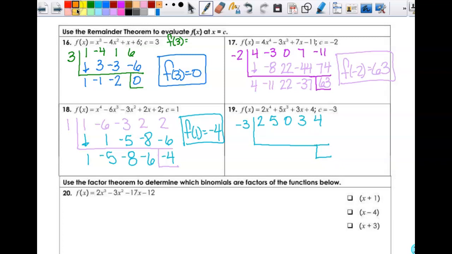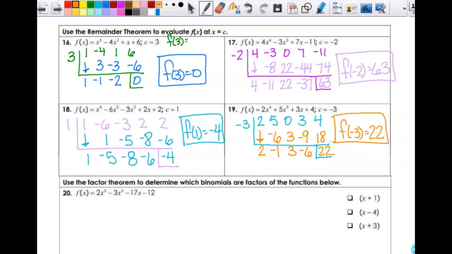So bring down my 2, negative 6, negative 1, 3, 3, negative 9, negative 6, 18, 22. So f of negative 3 equals 22.